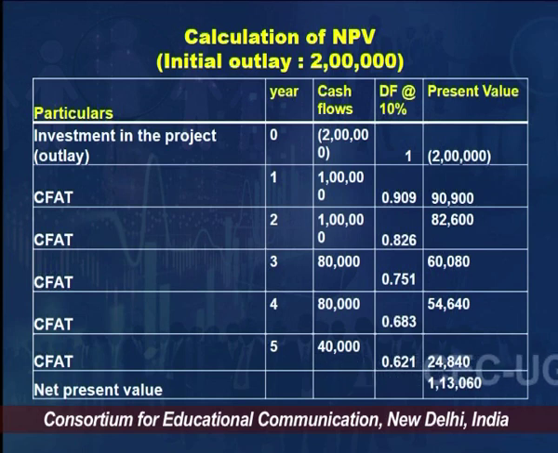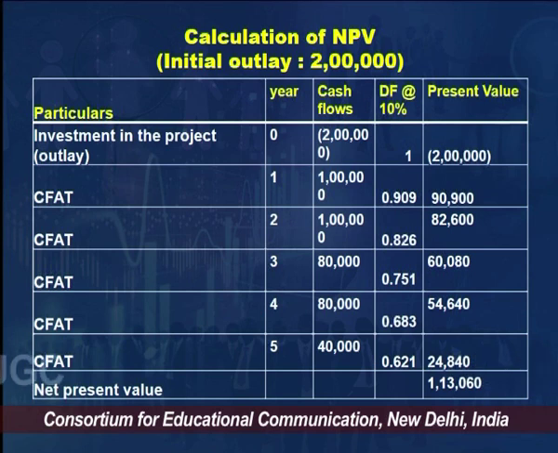Then the cash flows after tax for year 3 are also given, 80,000, and for year 4 are also 80,000, but the discount factor would be different. The cash flows are the same for year 3 and year 4, and the discount factors are 0.75 and 0.683, whatever they are. We multiply the factor with the cash flows and the last column gives you the present value. Lastly, in the 5th year we get 40,000 and the discount factor is 0.621. If we multiply this factor we get 24,840 as a present value.